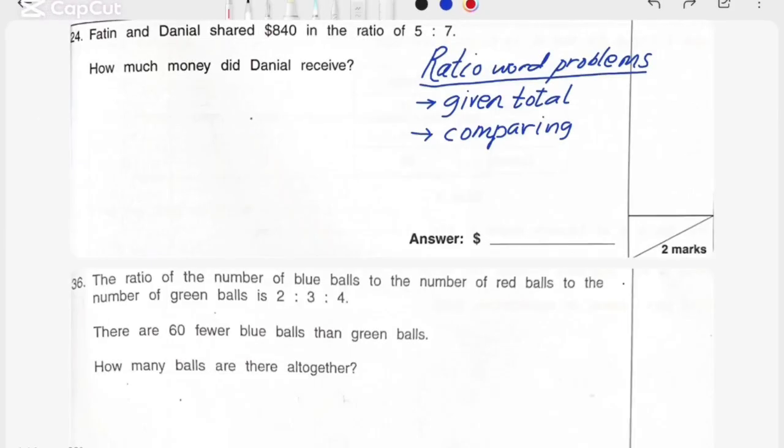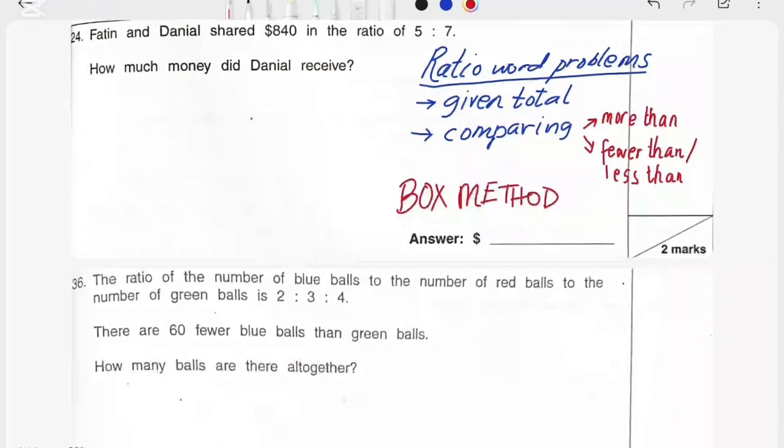Ratio is when you have these two dots in between two or three numbers. When you come across ratio word problems, specifically where the total is given, or when the question is comparing between two things, comparing two things means in the word problem, you see more than, fewer than, or less than. Then you use the box method.